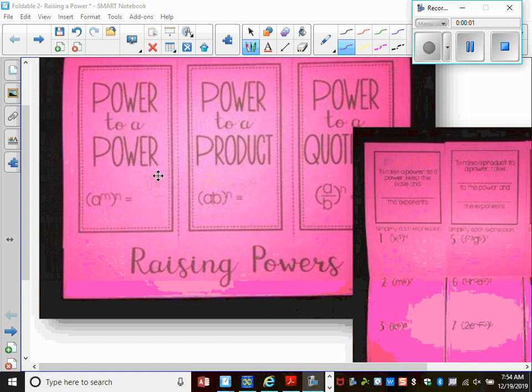Rule for exponents, and this is a pretty easy fold. Like I said, you just fold it until you can make sure you just don't cover up the title.